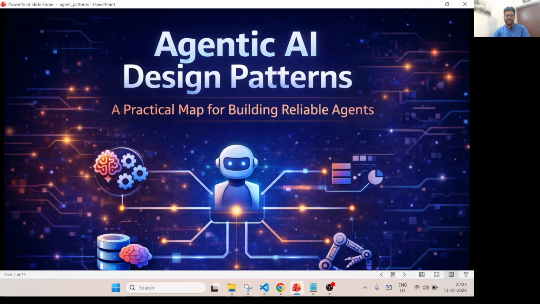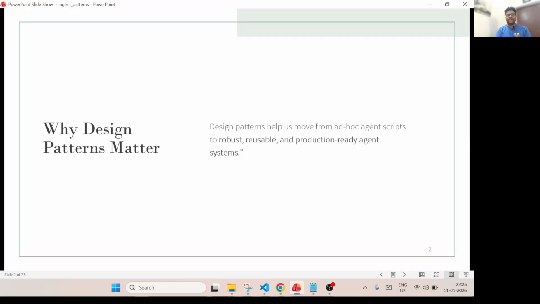AI Design Patterns. So we are now in the era of Agentic AI. So what is Agentic AI? Agentic AI is nothing but a system where multiple agents work together to solve a given problem. Now, if that system is not designed properly, the system will not behave the way you want it to. So the problem is not with respect to the agents, but with respect to the design. So that's why design plays a very important role in this agentic AI system.